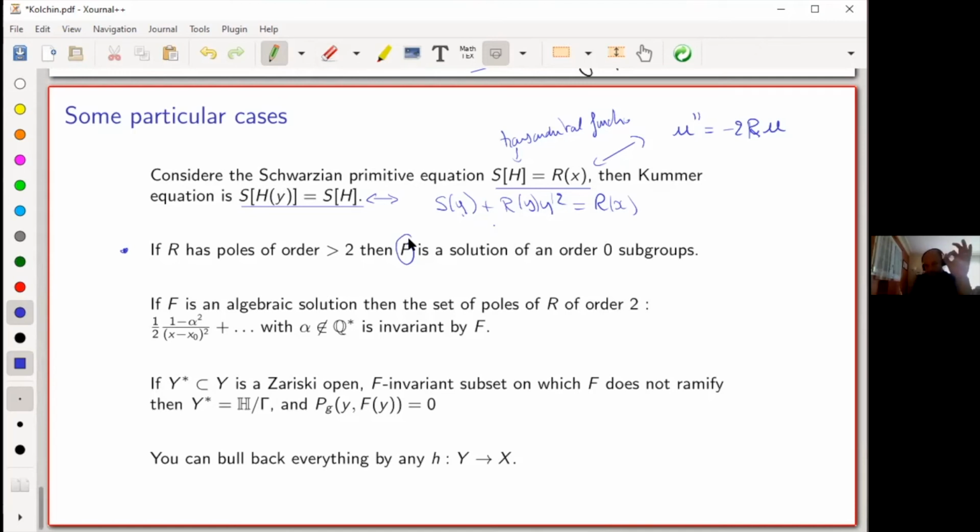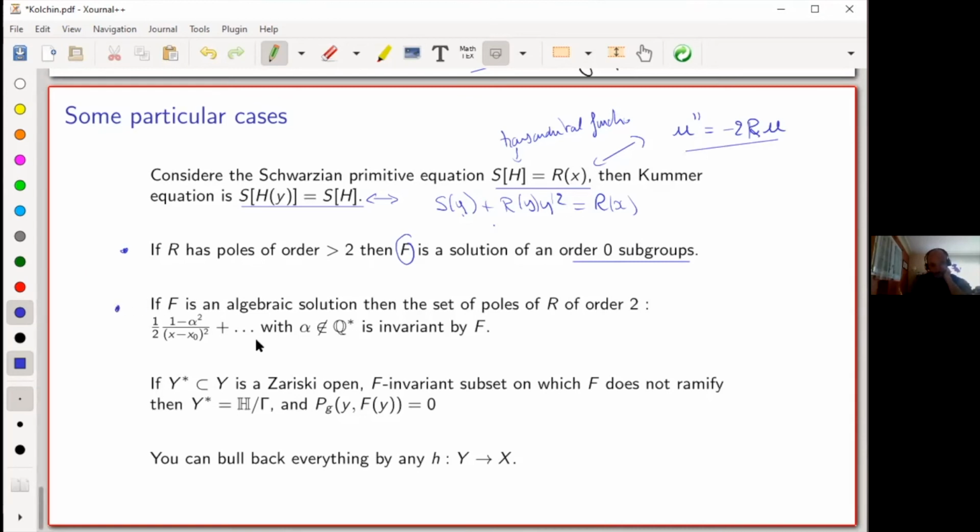And if you look carefully at the normal form of solutions of this near an irregular singularity, you will see that when you compose this a certain number of times, you will get the identity. And this will give you the order 0 subgroup that contains F. So if you assume F is not a solution of an order 0 subgroup, then the only poles have order less than or equal to 2.